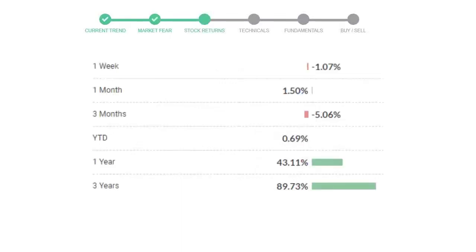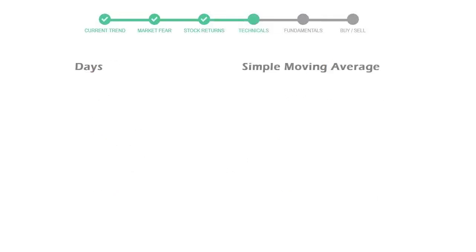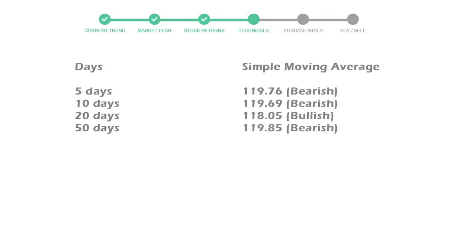ConocoPhillips gave negative 1.07% returns in the last week, 1.50% in the last 30 days, and 3 months returns are negative 5.06%. Now let's have a look at simple moving average data.